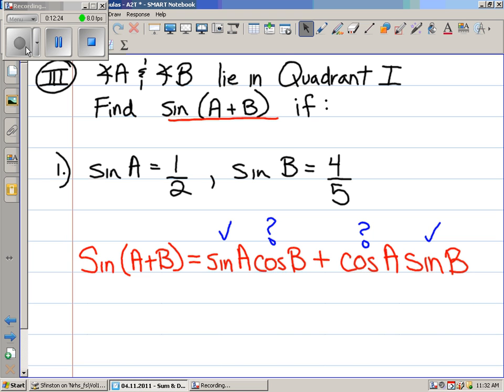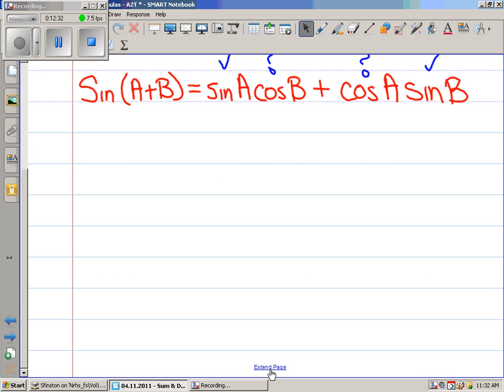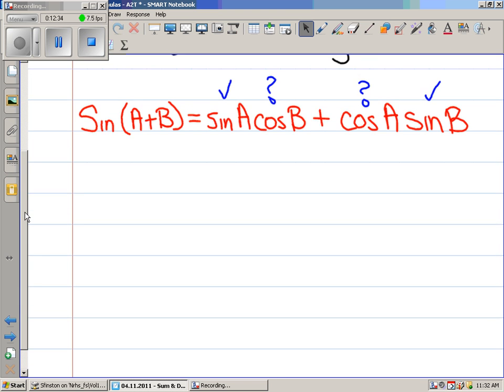So hold on one second. So it's telling us angle A and angle B lie in quadrant 1. All right. Well, maybe that helps us out. Actually, it does, because we're going to draw in angle A and angle B and then try and figure out the missing information that we need.